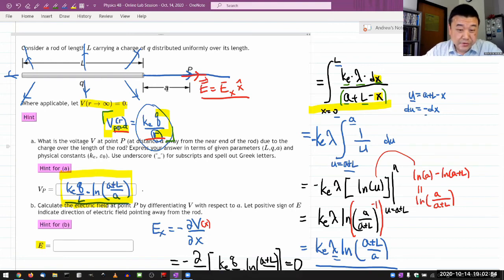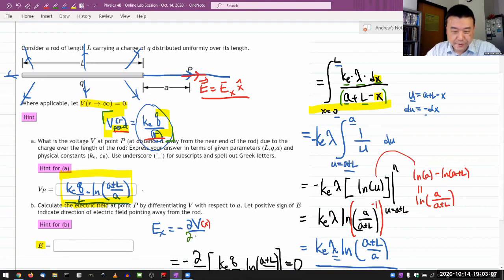So I could imagine a itself varying, and I think this would actually give me the correct answer if I just took the partial derivative with respect to a, pretending that a could be a variable. That would actually work, but let me do it more properly than that. Let me first write down an expression for V as a function of x.